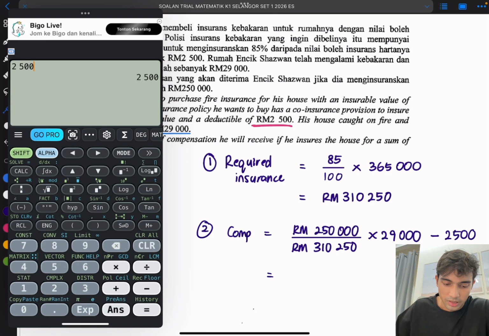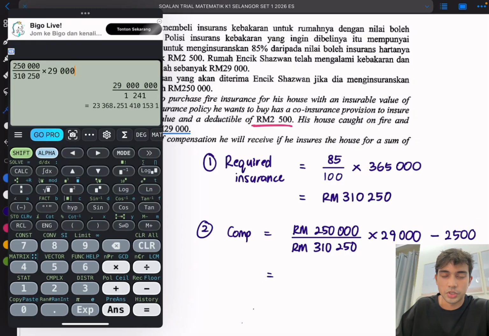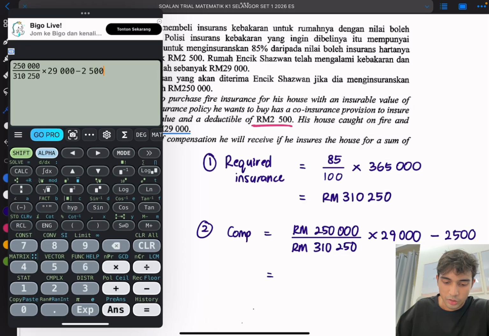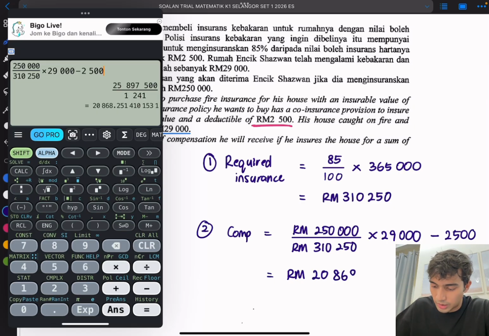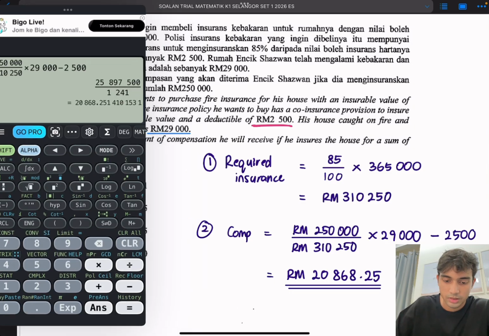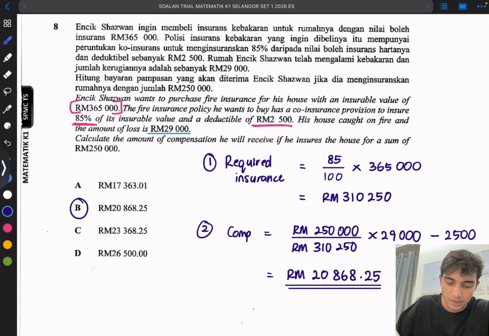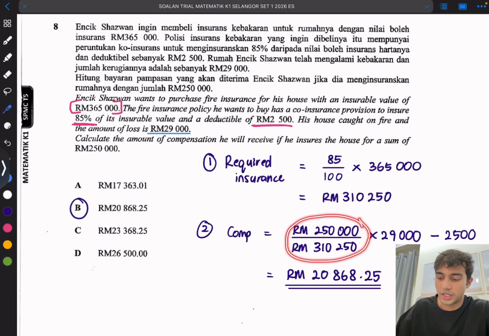So if you minus all that, 310,250, 29,000. This is how much the insurance company is supposed to insure. Then he has to pay 2,500. So they will end up giving him a compensation of 20,868.25 cents. All right. So the answer is B. Okay, so this is the fraction of how much he purchased. So during the damage, he will get that fraction only lah of the damages.